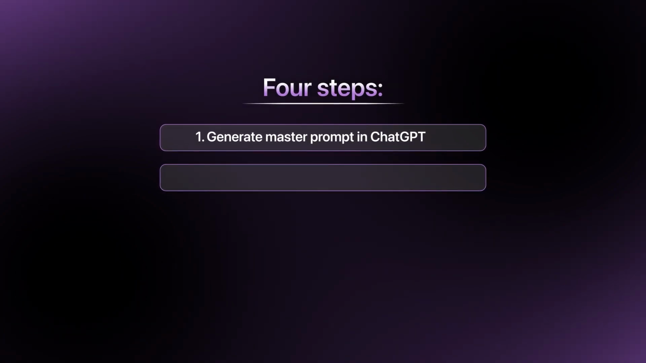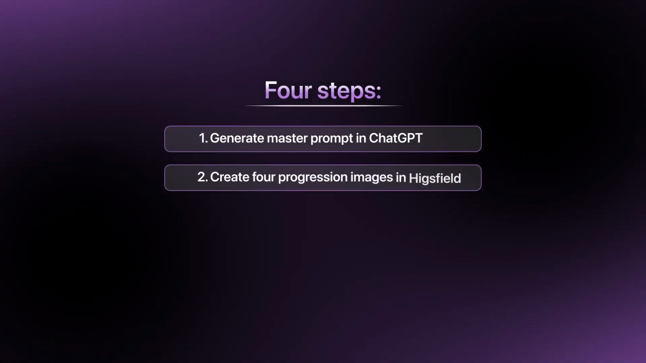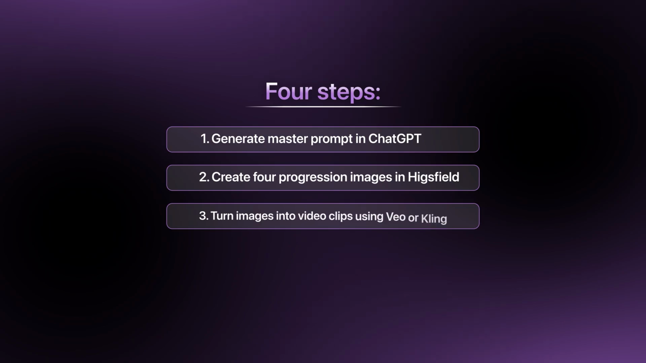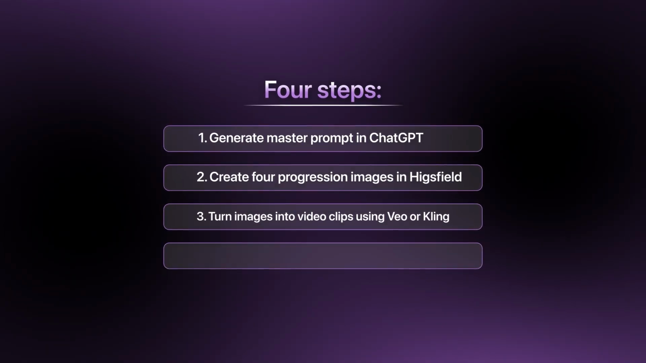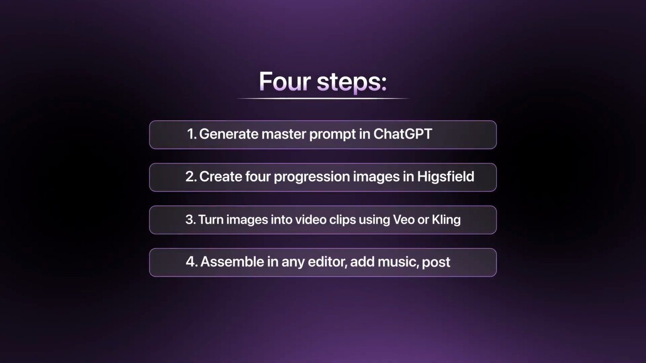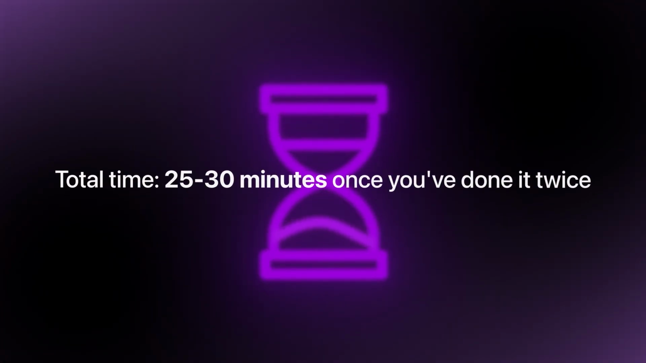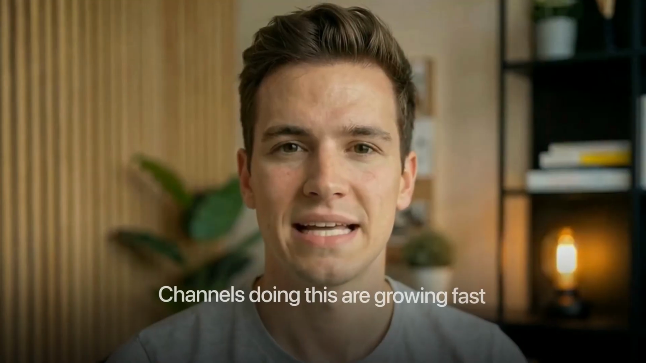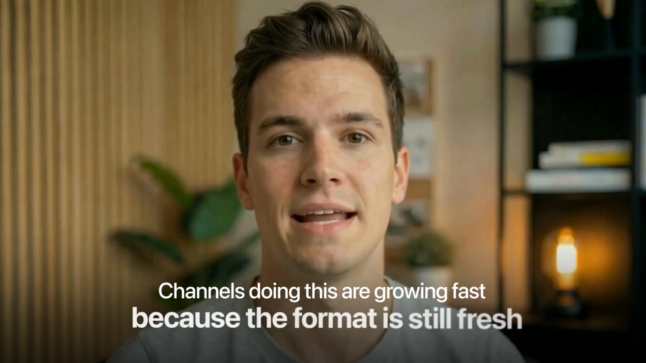Quick recap: generate master prompt in ChatGPT, create 4 progression images in Higgsfield, turn images into video clips using Veo or Kling, assemble in any editor, add music, post. Total time, 25 to 30 minutes once you've done it twice. Channels doing this are growing fast because the format is still fresh.